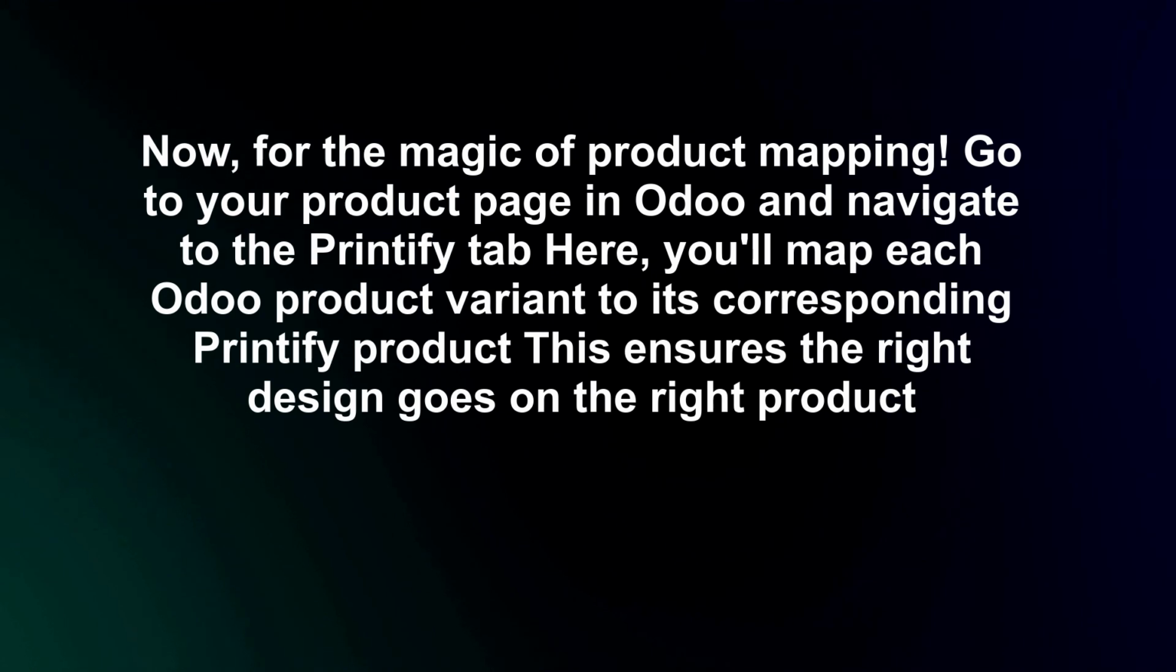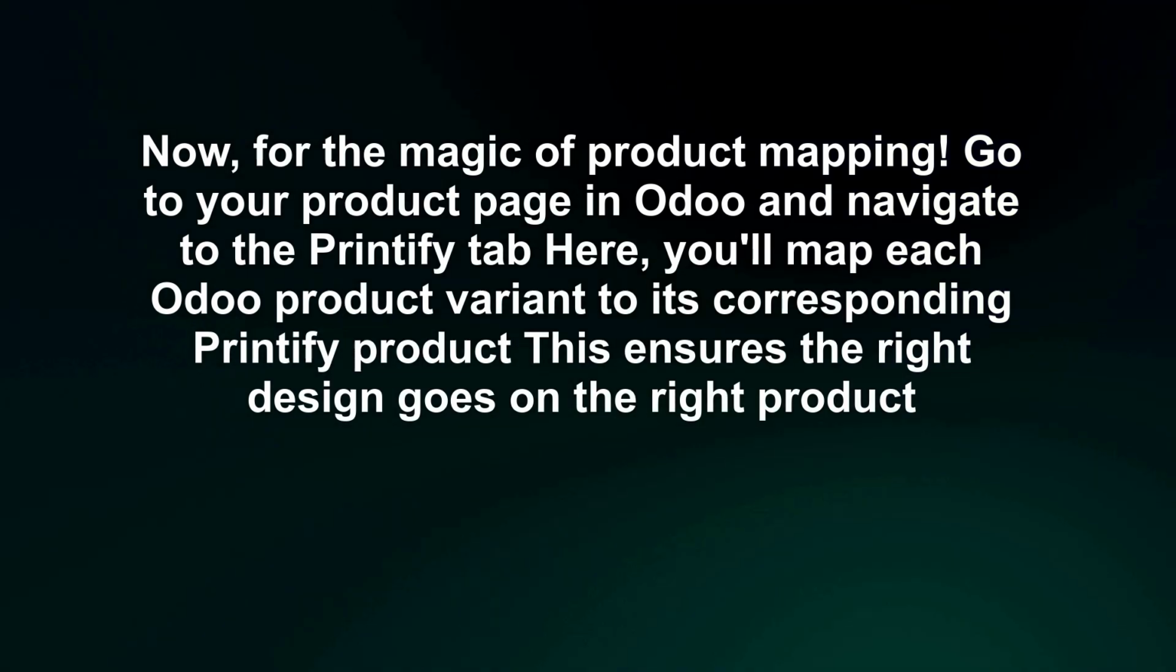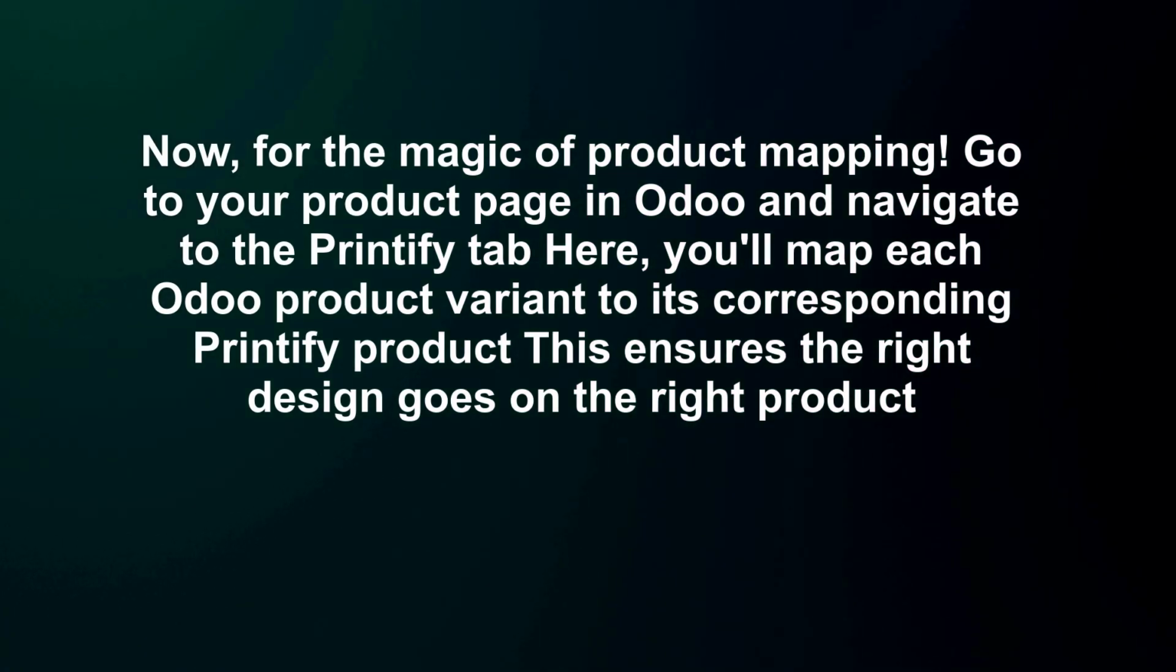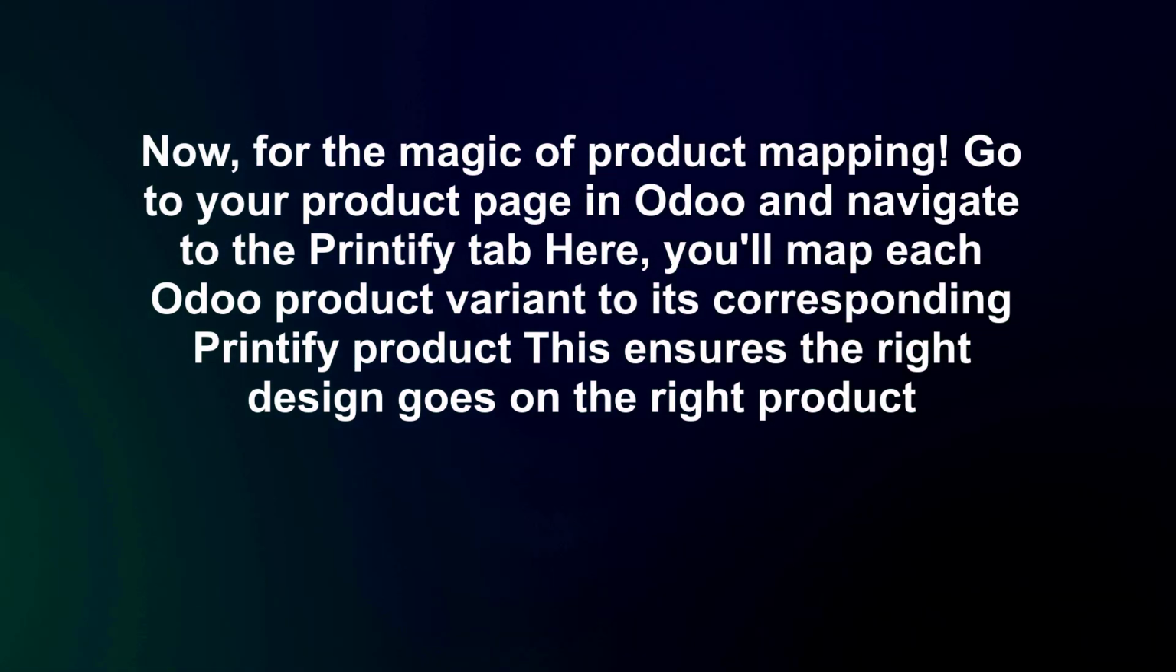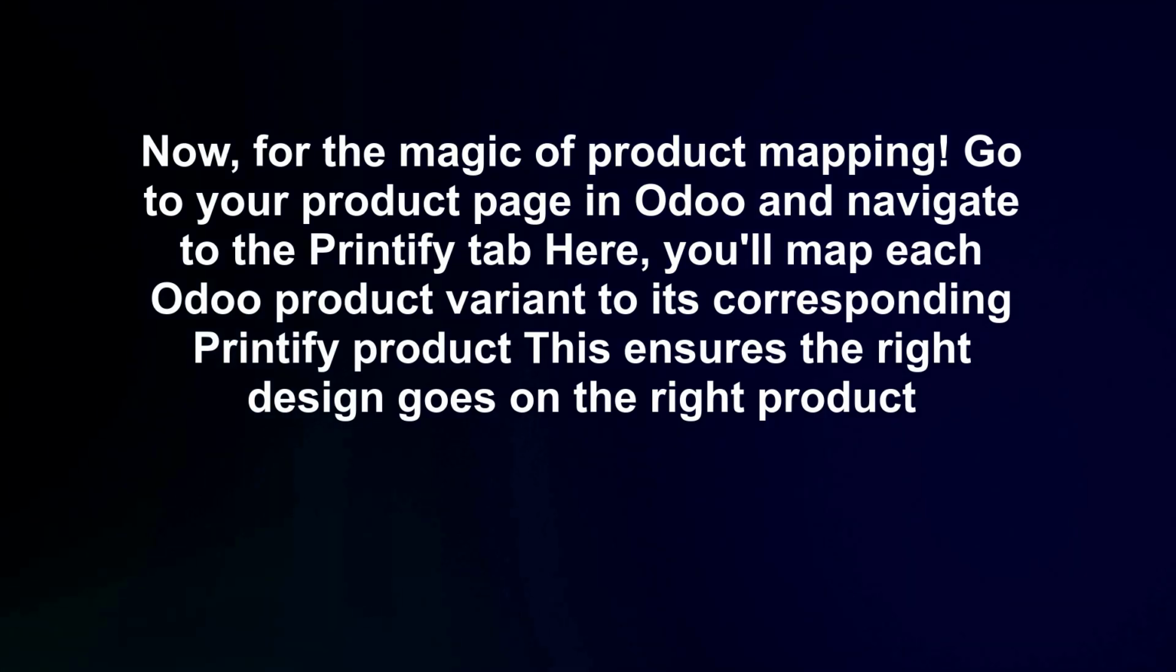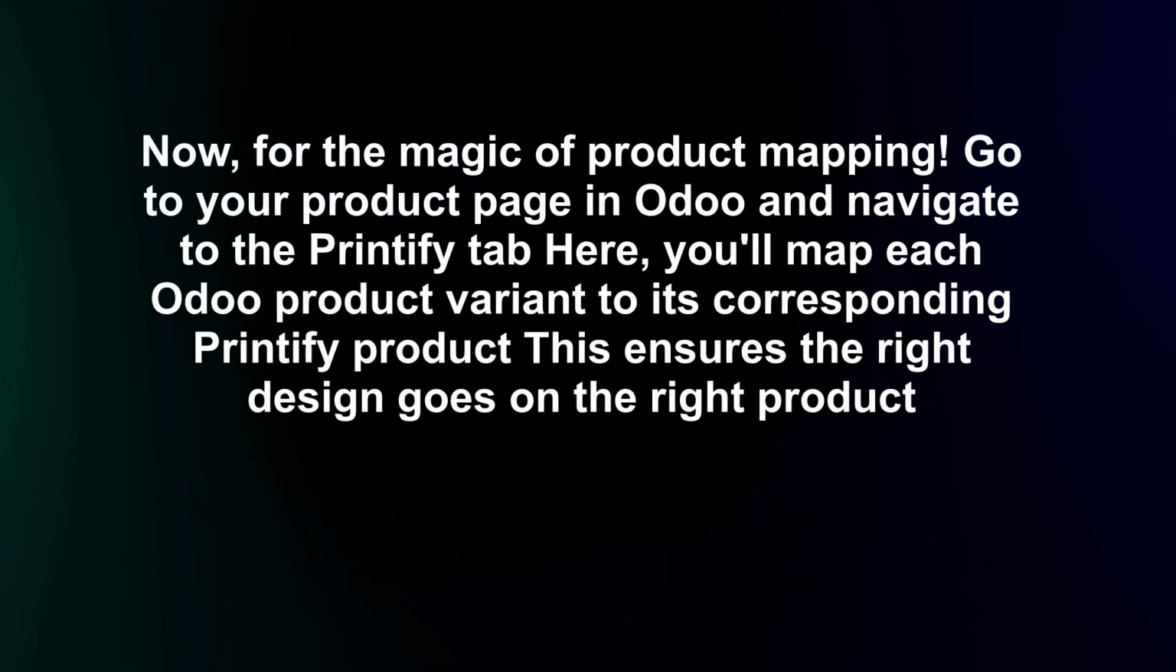Now, for the magic of product mapping, go to your product page in Odoo and navigate to the Printify tab. Here, you'll map each Odoo product variant to its corresponding Printify product. This ensures the right design goes on the right product.